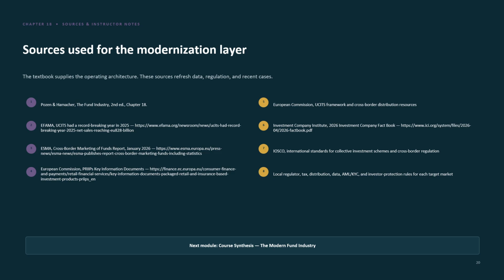IOSCO materials help frame international collective investment and cross-border regulatory principles. Local regulators, tax authorities, distributors, data providers, and AML and KYC rules must still be checked for each target market. Do not read the long web addresses aloud in the video. Use them as the evidence trail behind the chapter.